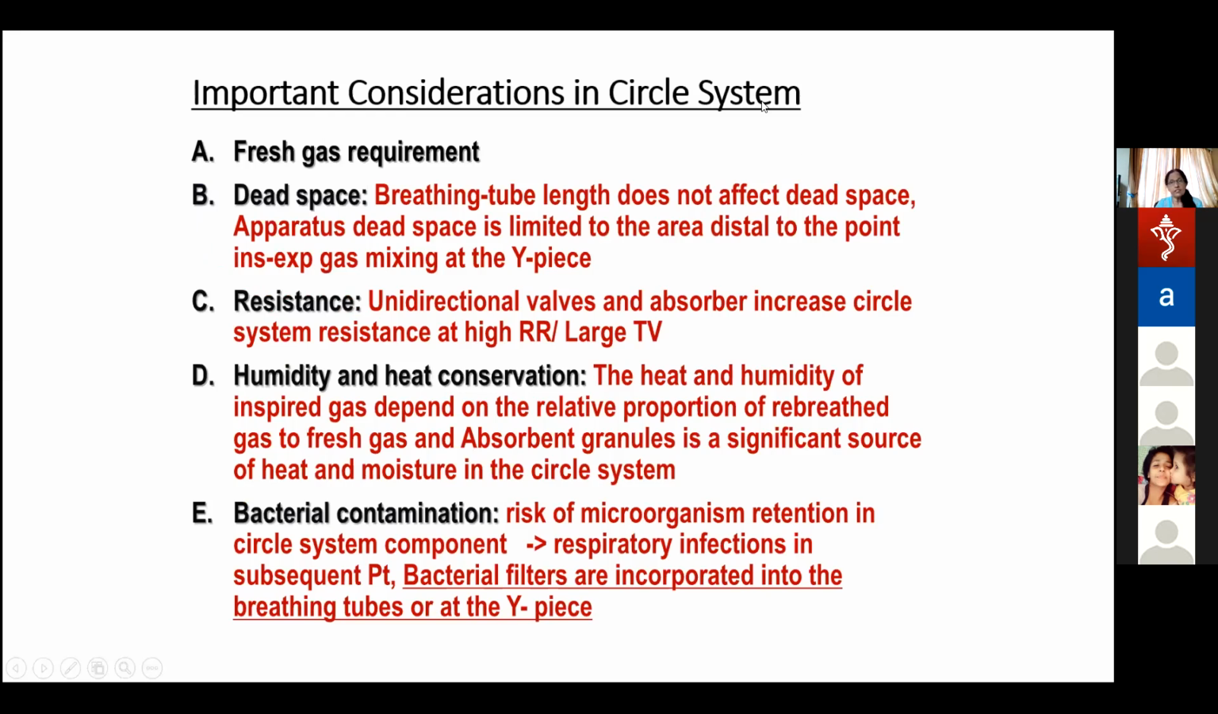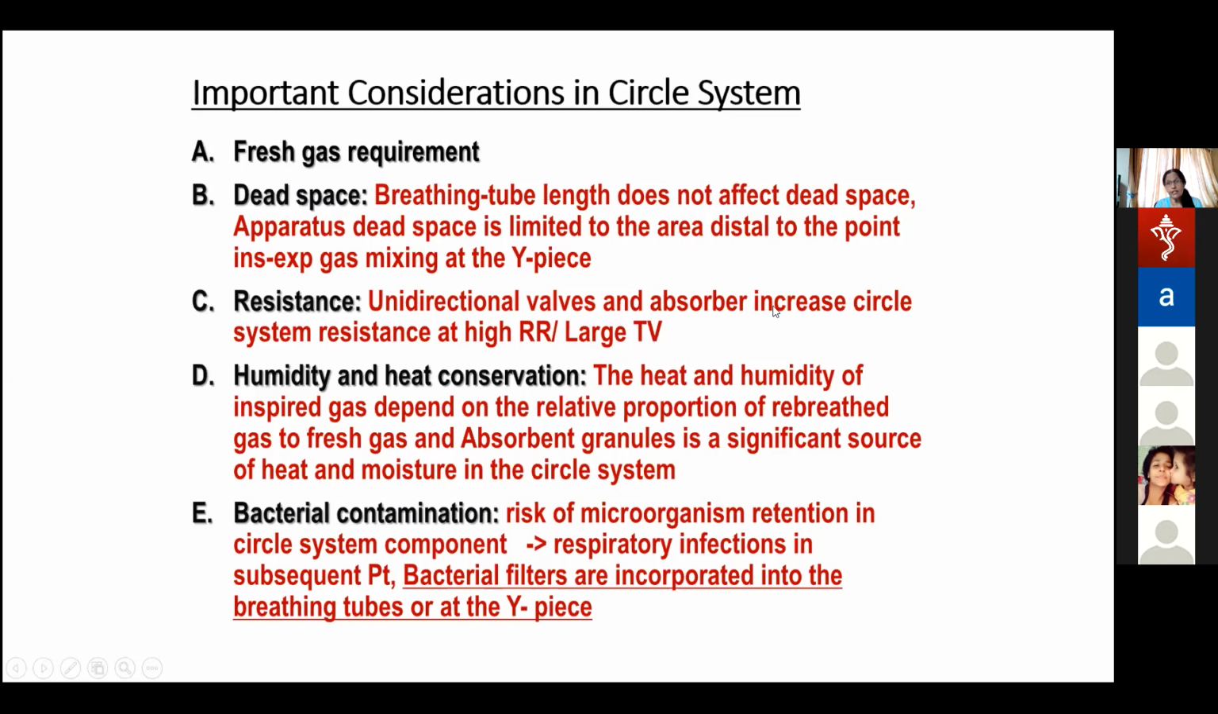But important considerations in circle system are: what should be the fresh gas requirement? What is the dead space? Breathing tube length does not affect dead space. Please remember, apparatus dead space is limited to the area distal to the point where inspiratory and expiratory gas mixing occurs at the Y piece, which I showed you in the slide.